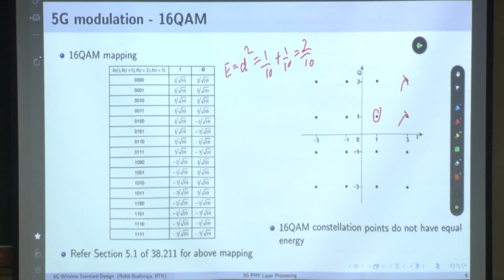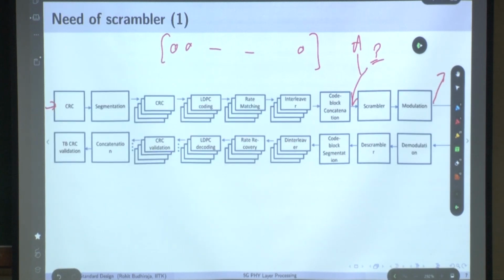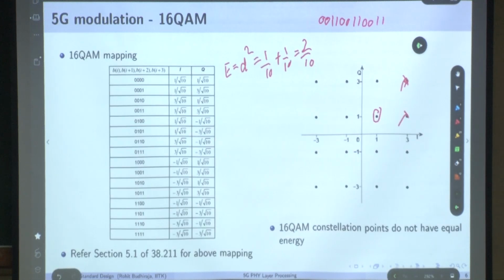Similarly, what about this point? Let's say you get a bit sequence like this, 0 0 1 1 0 0 1 1 0 0 1 1, because you don't have control on this at point A. So what happens here? How much energy are you transmitting? 9 by 10 plus... You are not allowed to transmit at this. You are violating the transmit power constraint imposed by the statutory body, and you can be penalized for that.